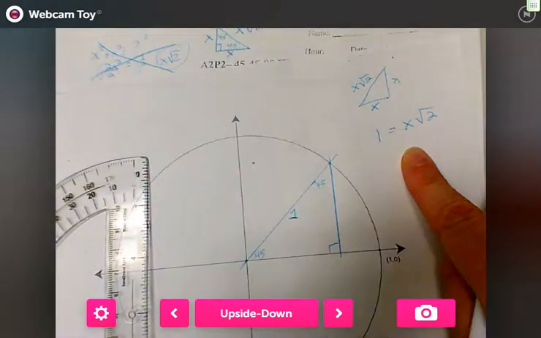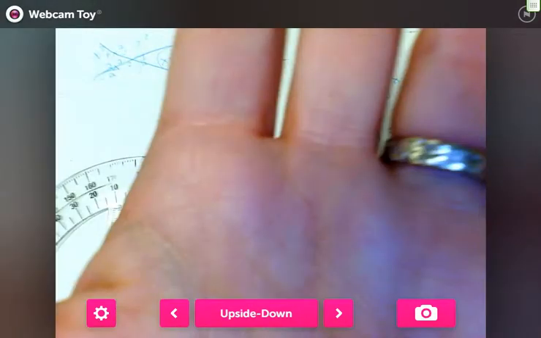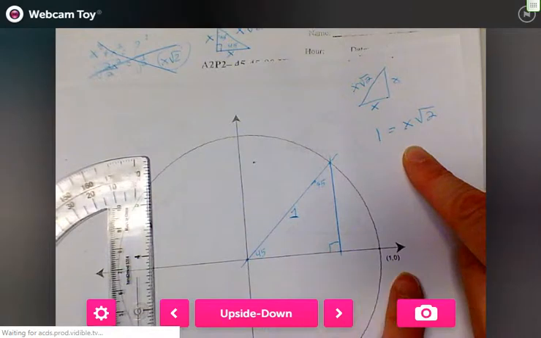I don't know why this is so dark. Okay. Sorry that it's dark, guys. I'm not sure why.